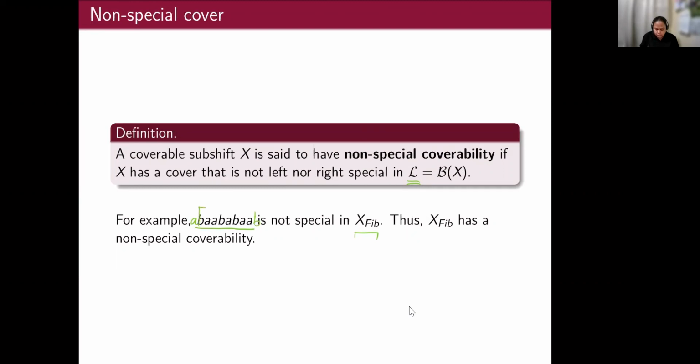So here, the word BAA is a cover of the Fibonacci subshift. It covers all elements in the subshift, and it is uniquely extended to the right and to the left. So we have a non-special cover of the subshift. And so the Fibonacci subshift is referred to as having non-special coverability.